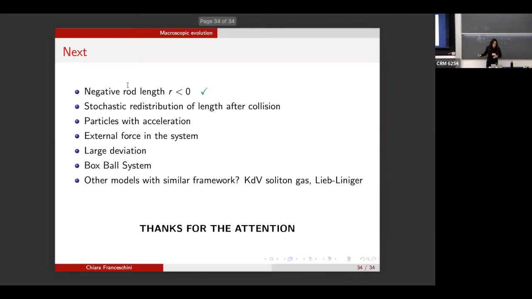And finally, BBS enters in my talk. Can you do something similar for BBS? And then also I would like to understand these other models, which seem to have a similar framework, but I don't know if there is a deep reason for this to happen, or it just turned out to be this way. This would be interesting to understand.